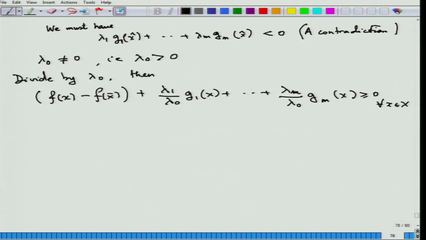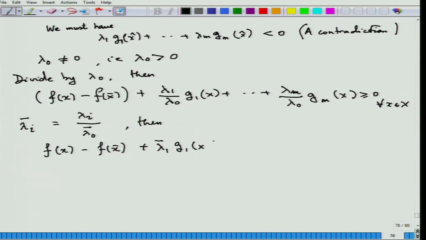Now, what I will do is write lambda I bar equal to lambda I divided by lambda naught. So, then we have f of x minus f of x bar plus lambda 1 bar g 1 of x plus lambda m bar g m of x is greater than or equal to 0 for all x in X.